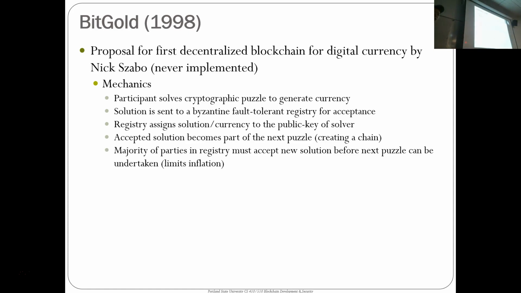And then the accepted solution becomes part of the next puzzle. So you're going to mint currency serially, sort of like a blockchain, and you're going to use the output of the last solved puzzle as the input for the next bit of currency that you're going to mint. And then the majority of the parties in this registry have to accept that new solution before the next puzzle can be undertaken. So this limits inflation, and it also keeps that registry consistent, right? I have to make sure everybody agrees that that was the latest currency minted before I let anyone else tack on to that, okay?